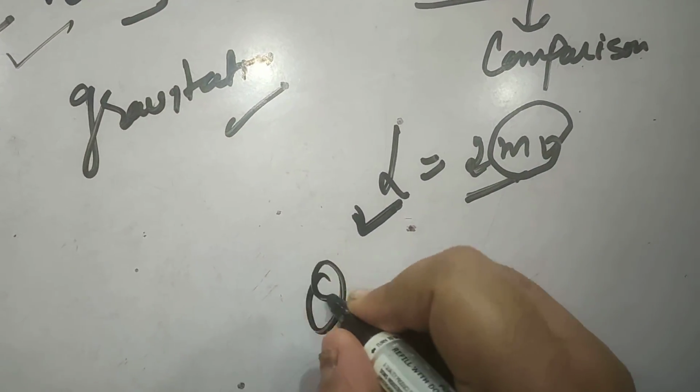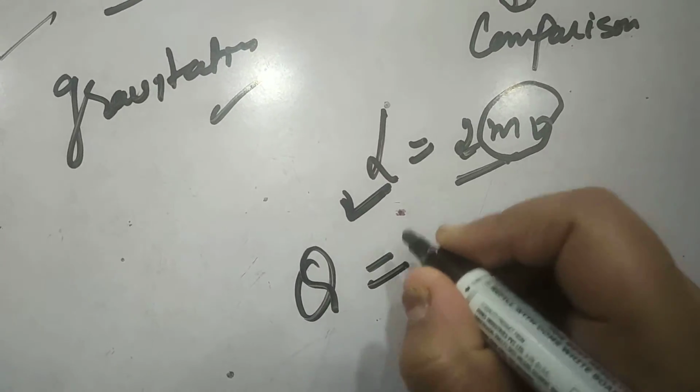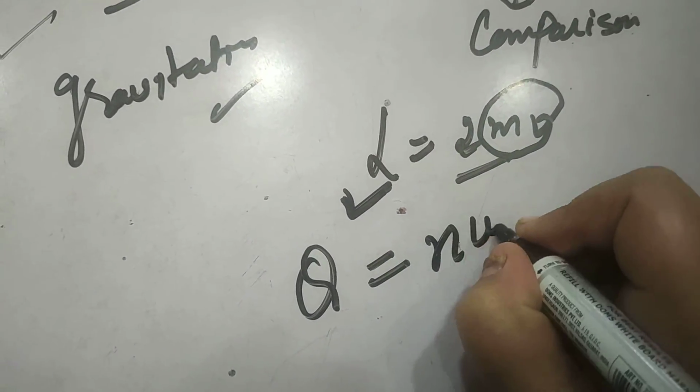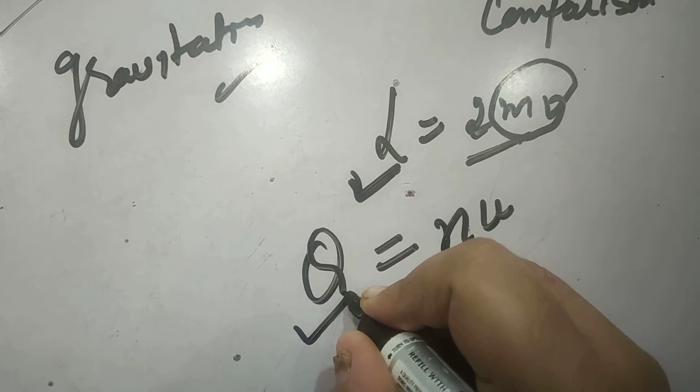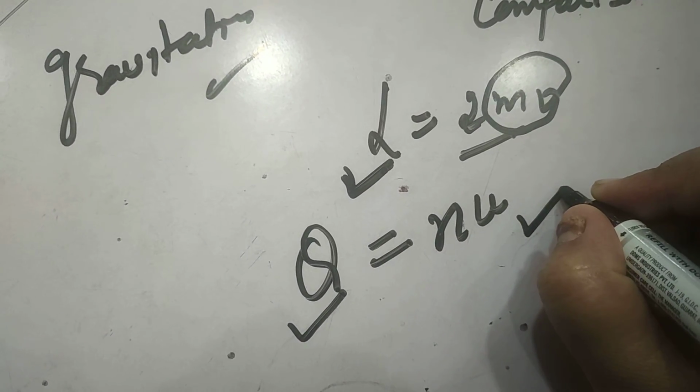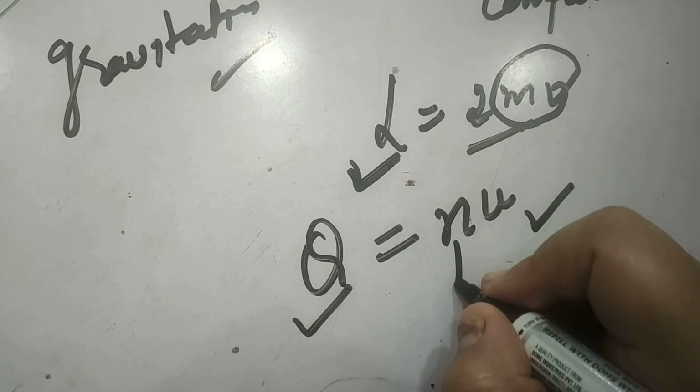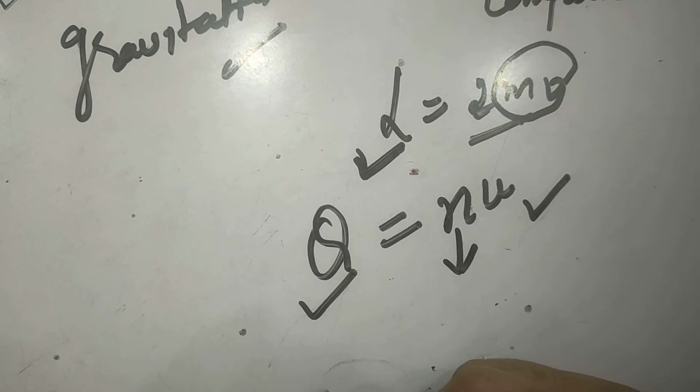In general, we can write the measuring process as Q = nU, where Q is the physical quantity, U is the unit to be measured, and n is the numerical value which gives its magnitude.